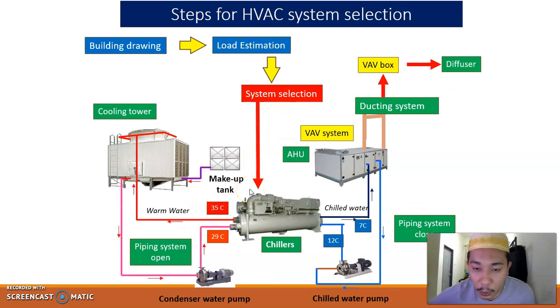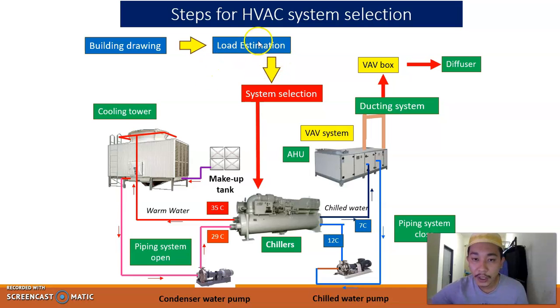This slide will explain the schematic of the steps in HVAC system selection. The first one is building drawing. We have to draw the layout of the entire building that we want to cool down, and then we go to the phase of load estimation, or what we call cooling load estimation.